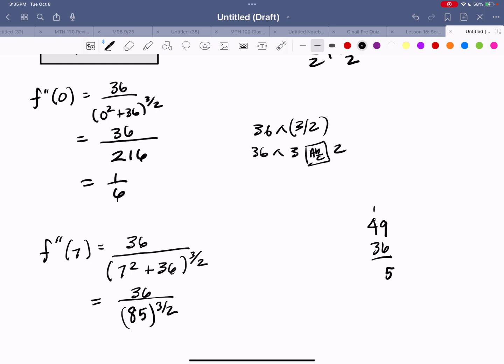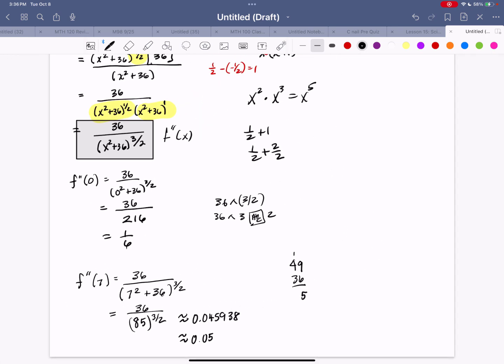So let's see, 36 divided by 85 raised to the 3 divided by 2 is approximately 0.045938. They ask it to be 2 decimal places, so 0.05. And that's our example number 3.